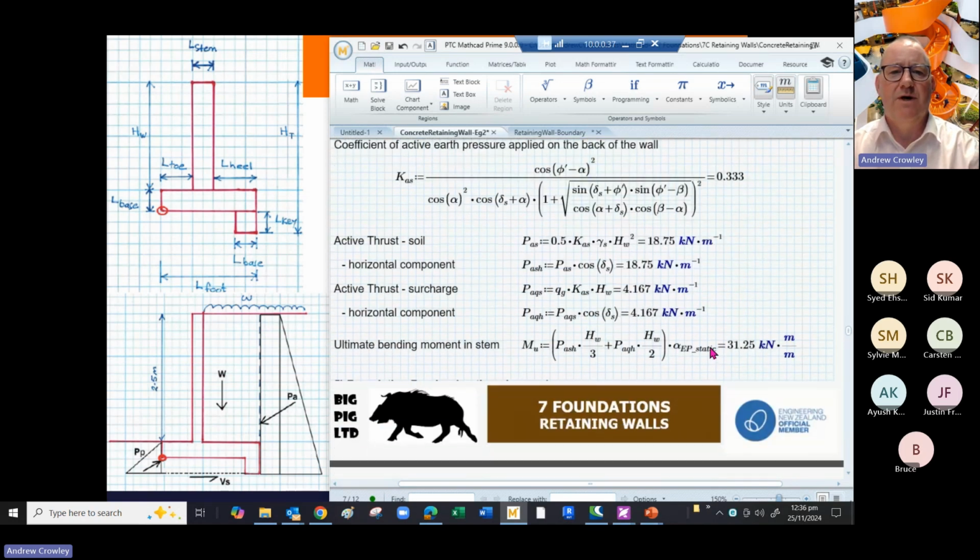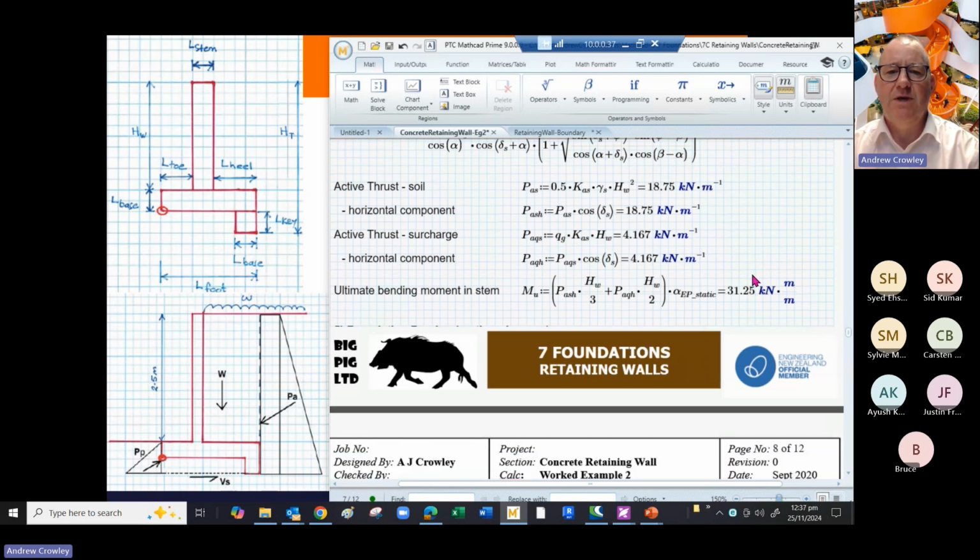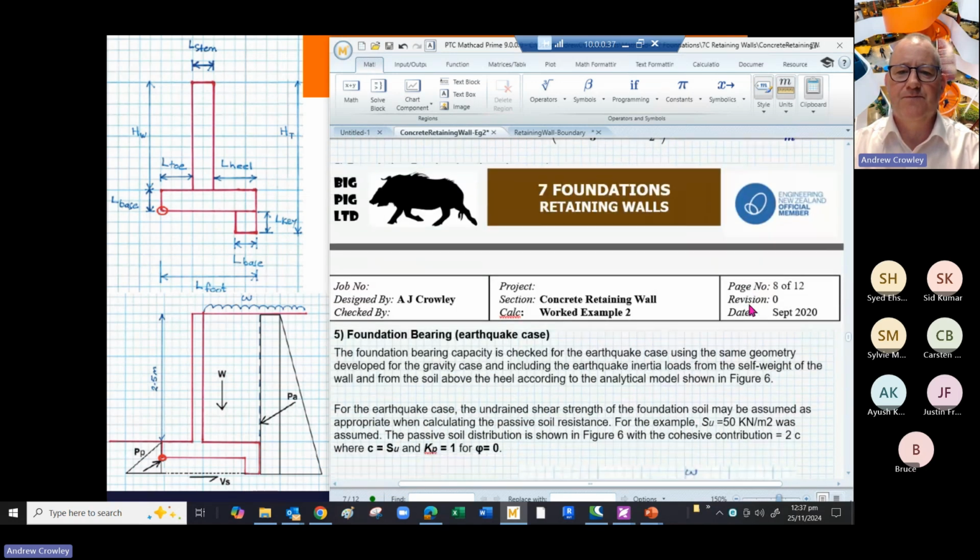And from that, you can work out what the active thrust of the soil is. And the horizontal component you need to know, because we're looking at the wall, not the base. And then we take the horizontal component of the active thrust due to the surcharge load. And then we calculate the ultimate bending moment in the stem. You take the horizontal forces and multiply them by the lever arms, and you get 31.25 kilonewton meters per meter.